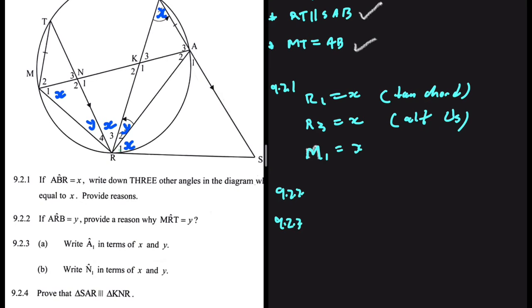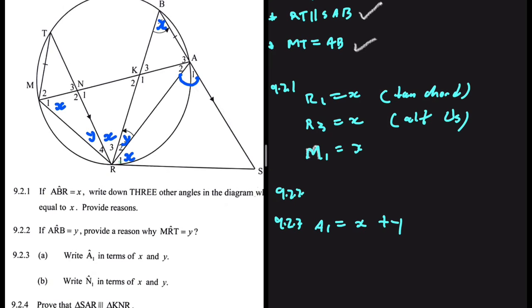9.2.3. Write A1 in terms of X and Y. What is A1? A1 is this angle here. It should be easy to see that A1 should be equal to X plus Y. An exterior angle of a triangle is equal to the sum of the opposite interior angles. Right, angle A1 is an exterior angle of triangle ABR. So it is equal to X plus Y. Yeah, that one is quite easy to see.